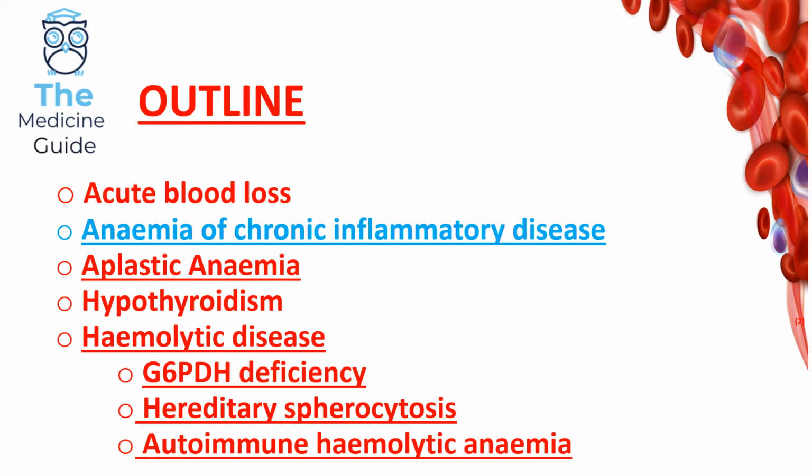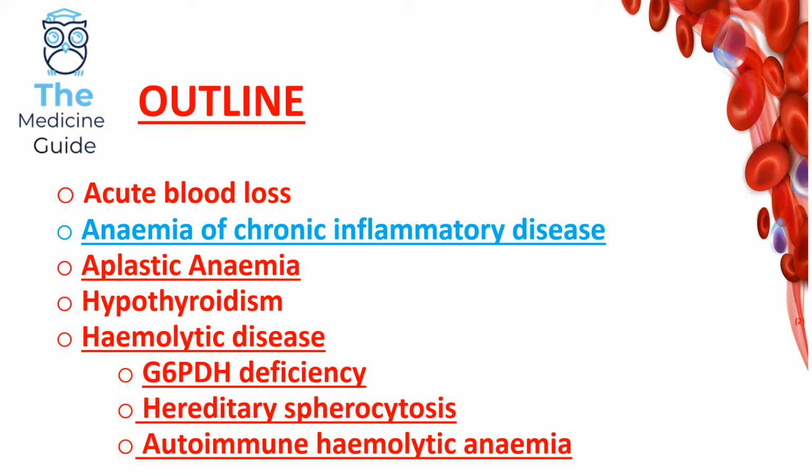So normocytic anemia classically presents on a full blood count with low haemoglobin and a normal MCV value. The causes of normocytic anemia are as follows: acute blood loss, anemia of chronic inflammatory disease, aplastic anemia, hypothyroidism, hemolytic disease such as G6-PDH deficiency, hereditary spherocytosis, and autoimmune hemolytic anemia.